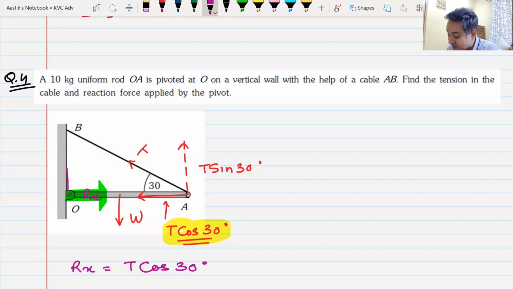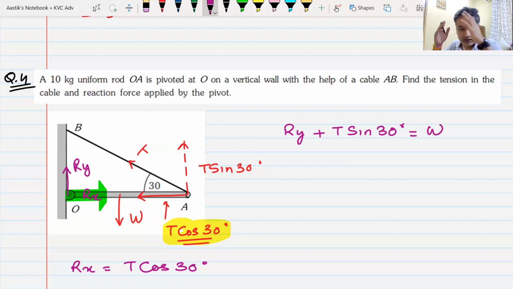Then we have this reaction's Y component. Now, this reaction's Y component plus T sine 30 would be equal to the weight. This is the equation along the Y axis. We understand this? Yes, sir. Now you have to just find the value of T. You can choose a suitable point about which you can take torque and get the value of T, and the most suitable point is this point O.